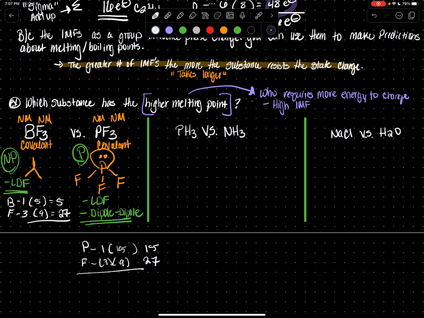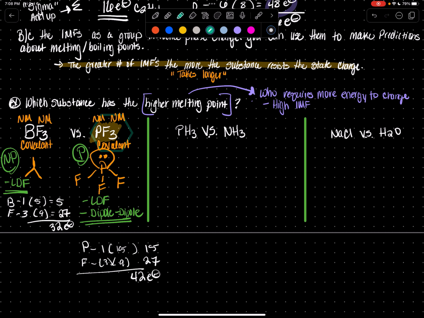And we're going to add that up. 27 plus 5. That's 32 electrons. And 15 plus 27, let me get this going over here, that's 42. All right, so I'm looking at 1 force right here with 32 electrons, or I'm looking at 2 forces here, 1 force being 42 electrons, and a polar molecule. So overall, PF3 will have the higher melting point.